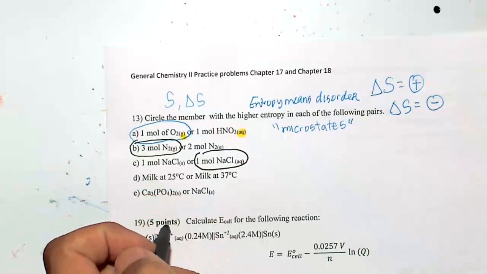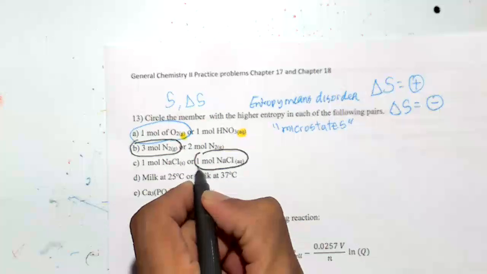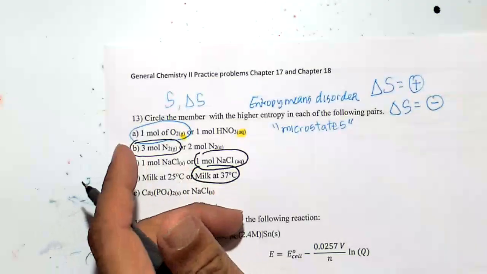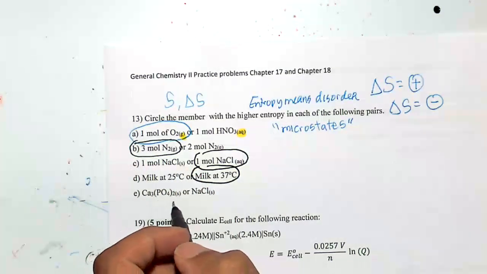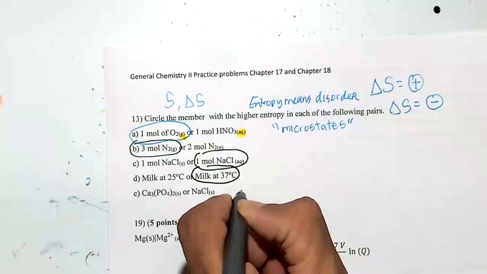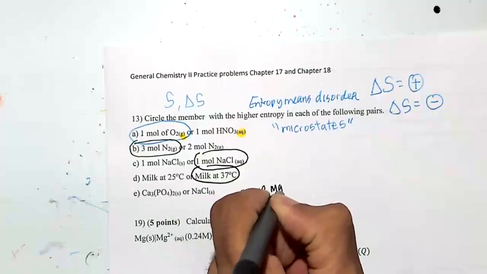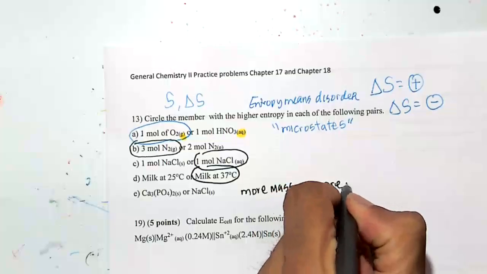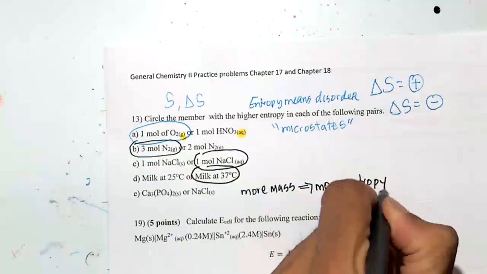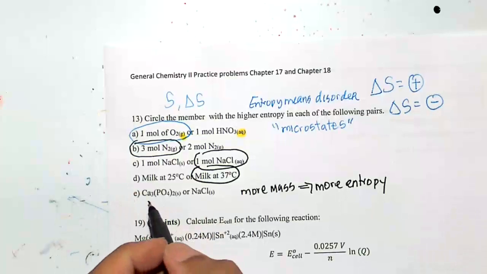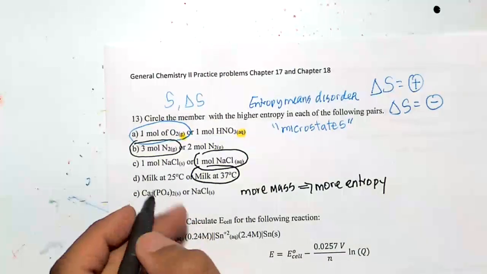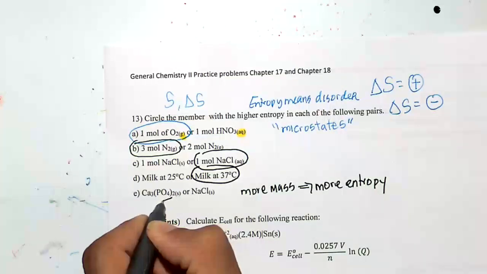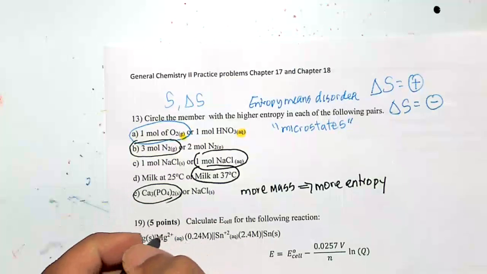How about milk at 25 degrees or milk at 37 degrees? Okay, higher temperature, more microstates, more motion, and more disorder. And then calcium phosphate solid or sodium chloride solid. So here we're going to look for more mass. If there's more mass, then there's more entropy. So which one has more mass? I think calcium phosphate has more mass. There's just more atoms, 3 calciums, 2 phosphoruses, and 8 oxygens. So this is going to have more mass and more entropy.